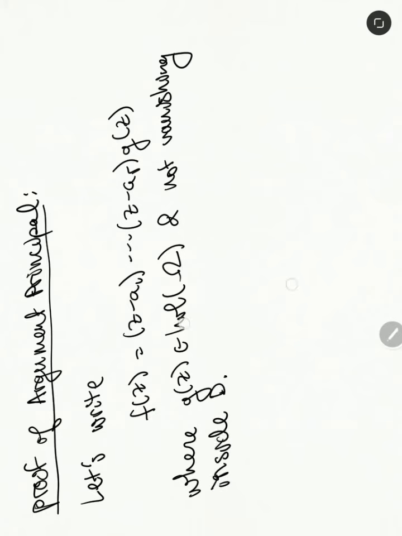So this follows from the structure of analytic functions, right? So this was that zeros of analytic functions are isolated. So these are the zeros of f inside the region D. Okay?